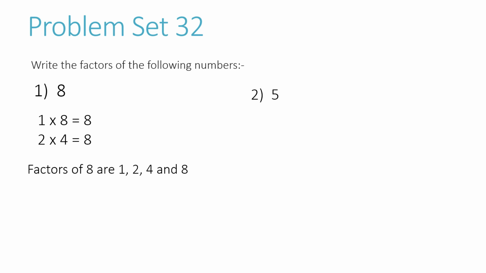Second sum, 5. You have to find the factors of 5. So the pairs of the number which gives the product 5 are 1 into 5 is 5. And again it goes in 5 table, 5 1s is 5. So the factors of 5 are 1 and 5. So 5 is the factor which goes in its own table and 1 table.